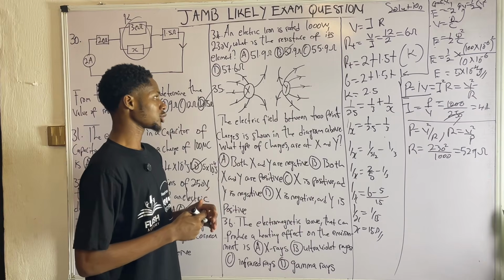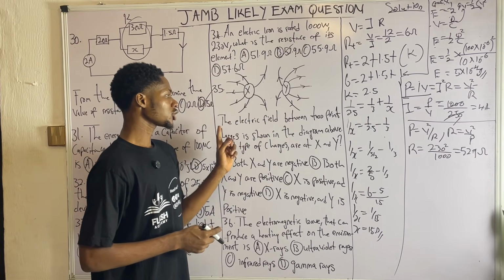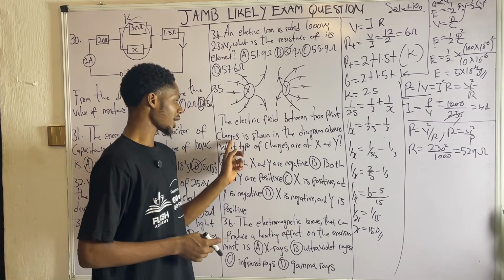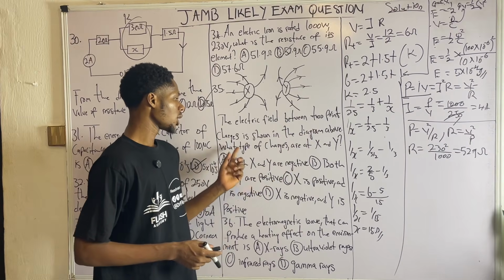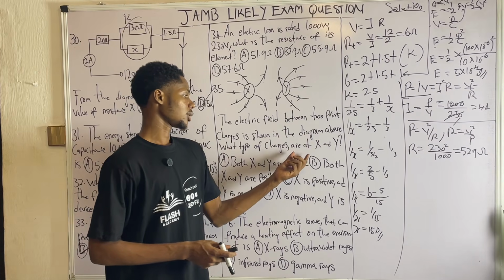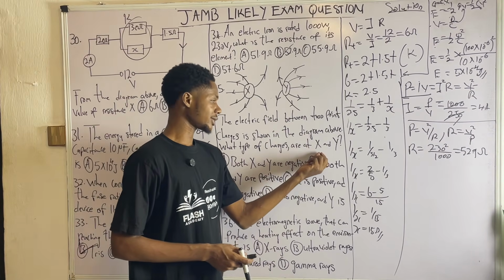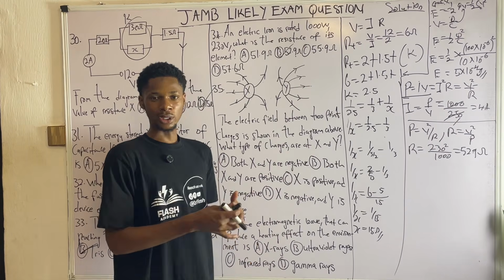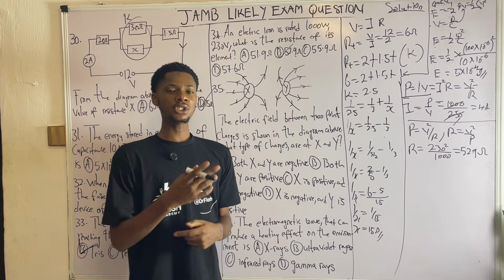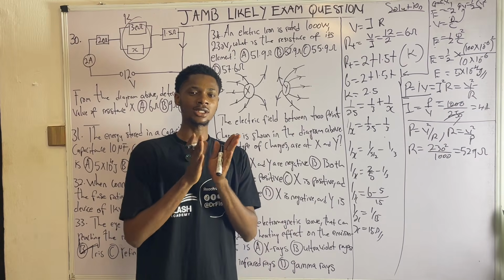Now, looking at question 35, we have a diagram here. The question is: the electric field between 2 point charges is shown in the diagram above. What type of charges are at X and Y? Now you have to analyze. You should know that for positive charges, the electric flux lines are always directed outward.